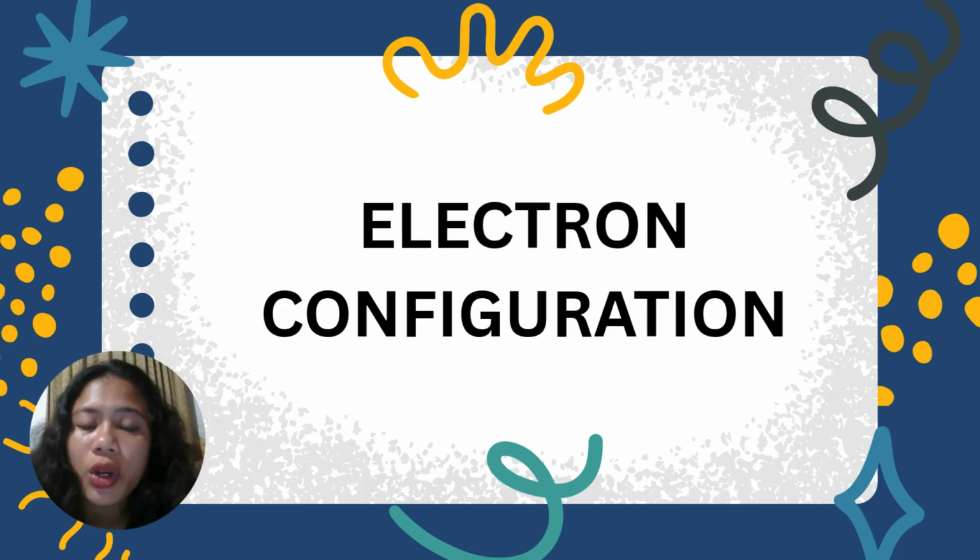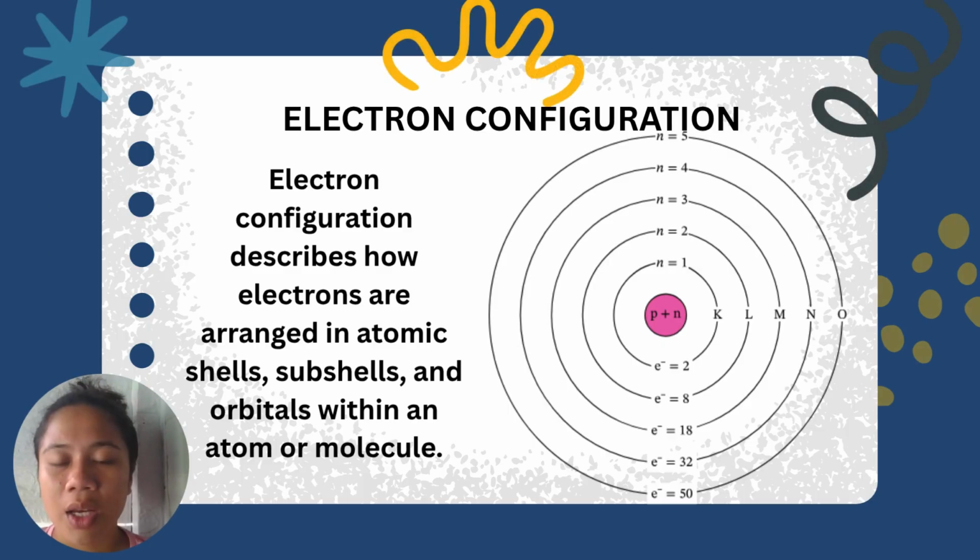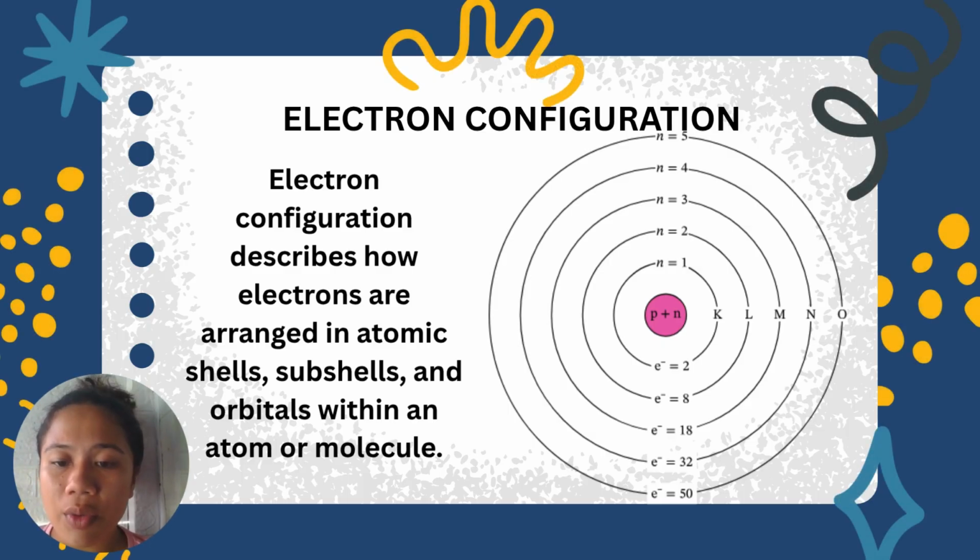So now we are going to tackle electron configuration. So ma'am, what is electron configuration? Let's find out on the next slide. Electron configuration describes how electrons are arranged in atomic shells, subshells, and orbitals within an atom or molecule.